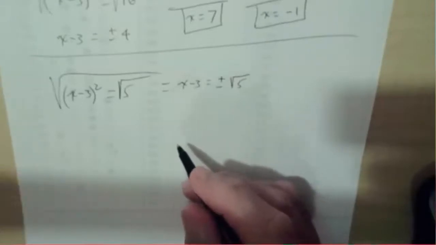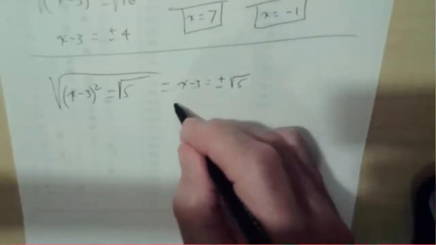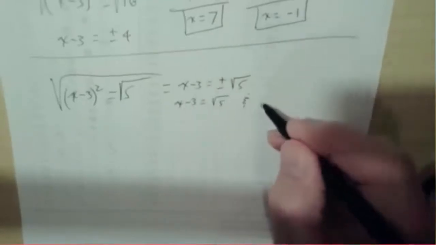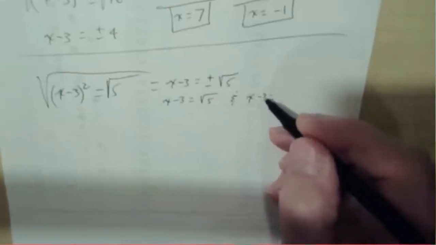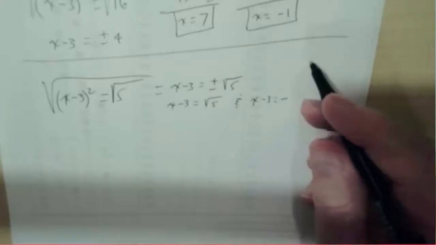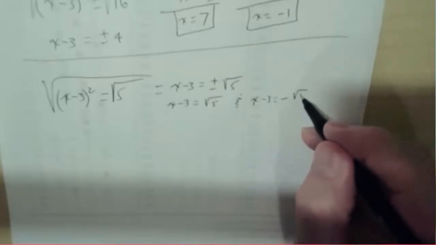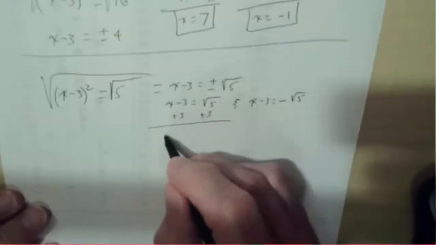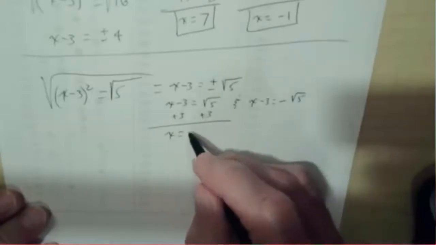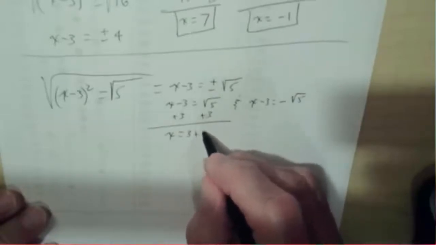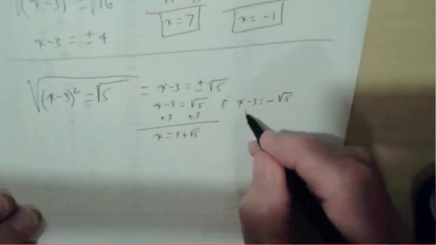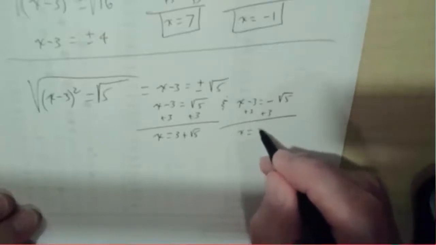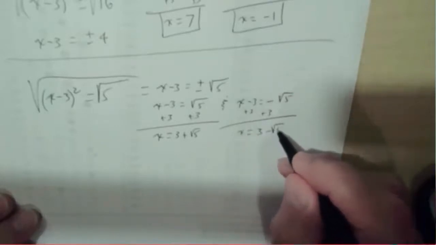So we have x minus 3 equals the square root of 5, and x minus 3 equals negative square root of 5. Now we're going to add 3 to each side. Here we have x equals 3 plus the square root of 5. Again, add 3 to each side, and we get x equals 3 minus square root of 5.